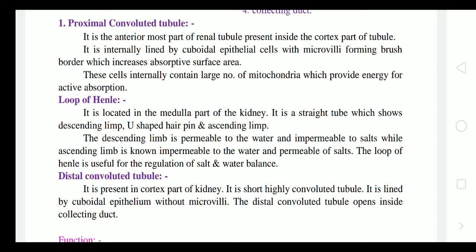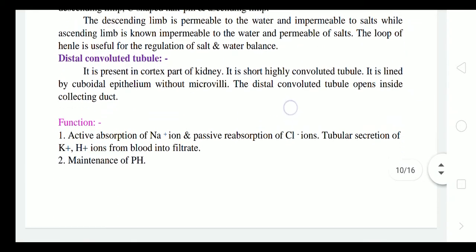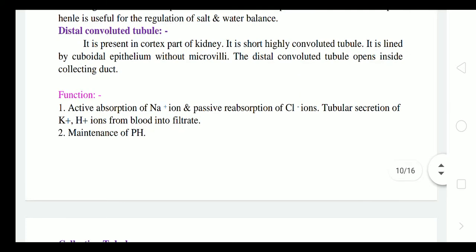Distal convoluted tubule. It is present in the cortex part of the kidney. It is a short, highly convoluted tubule. It is lined by a cuboidal epithelium without microvilli. The distal convoluted tubule opens inside the collecting duct, where the urine is collected.